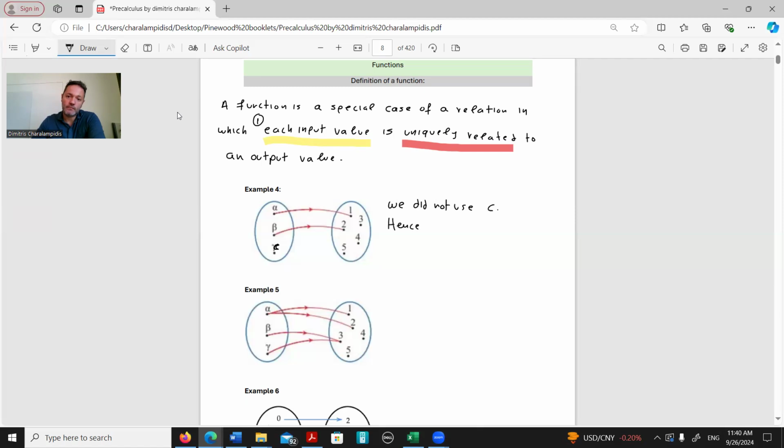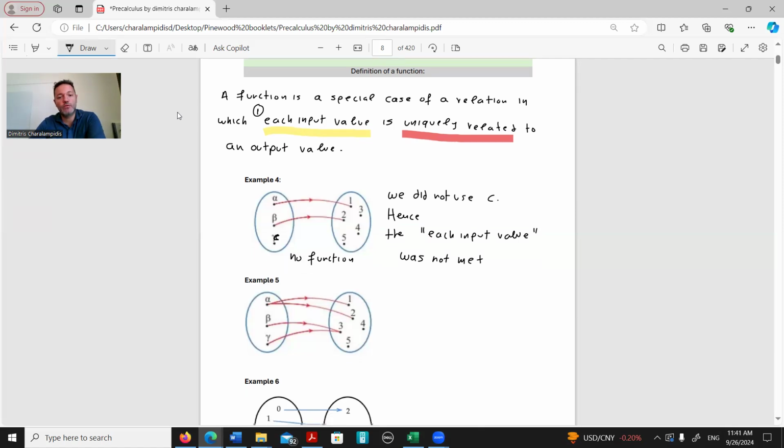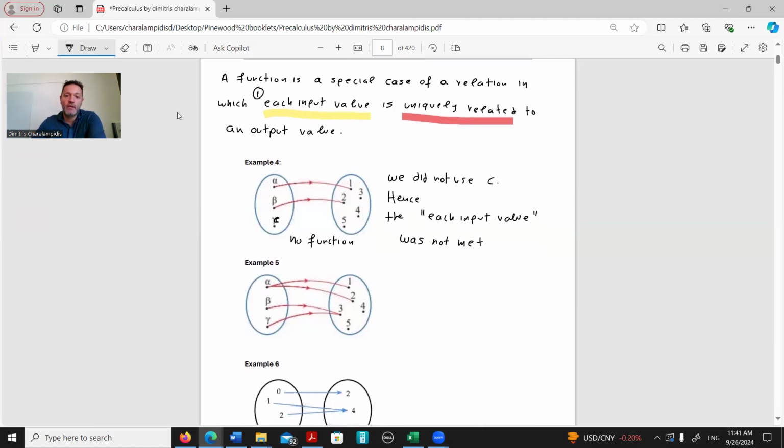Hence, its input value condition was not met. So, no function here. It's still a relation, they all are, but not a function. Let's move to example number 5.